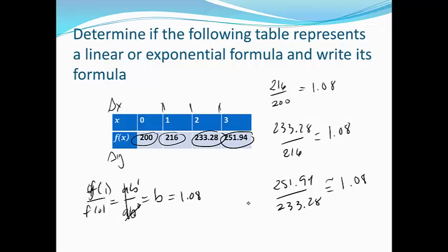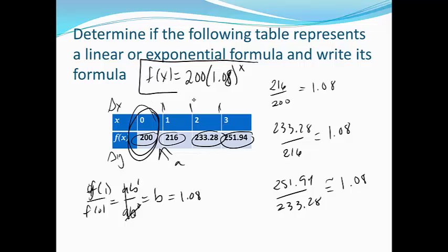And we got lucky again in this table because we have an x value of 0, which tells me immediately that a is 200. So the formula for f of x is 200 times 1.08 to the x. We like it when they give us an x value of 0 because that tells us our initial value.